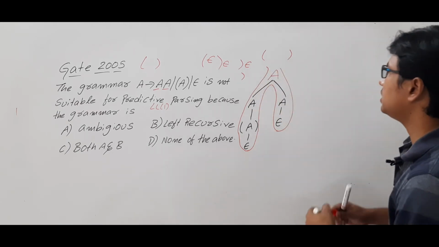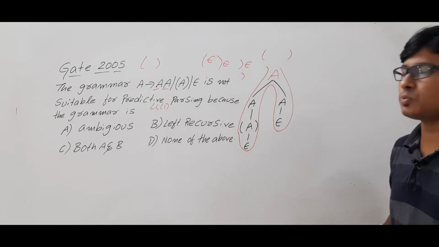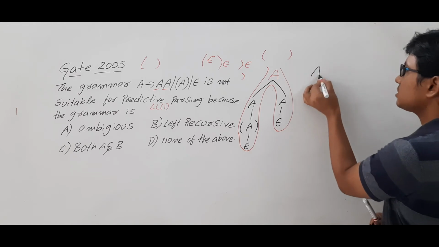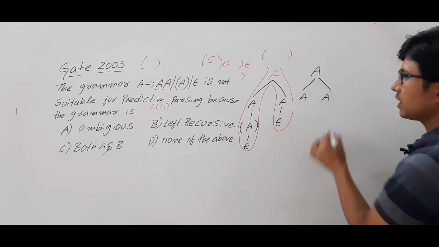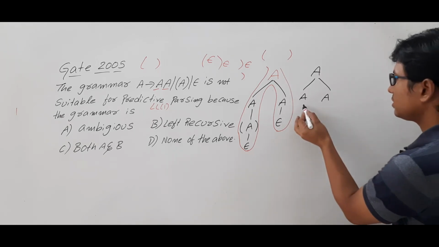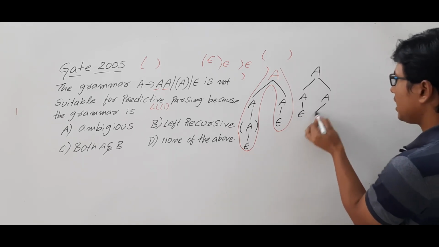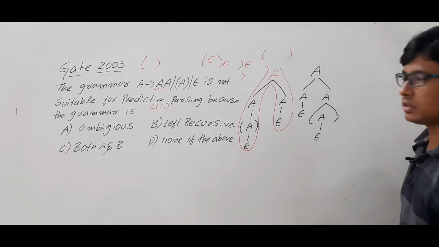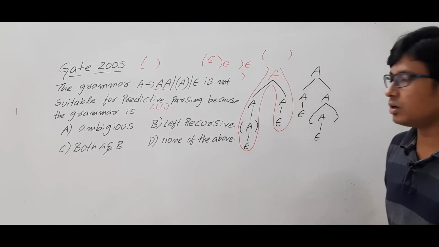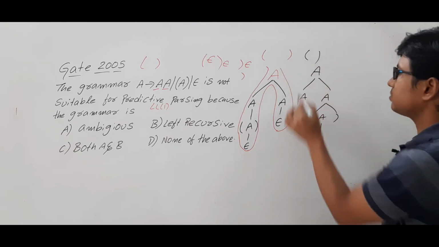Okay, no problem. Let me see whether any other parse tree is possible. From the start symbol A, I am determining A and A. And this one I will give epsilon, and this one I will give {A}, and this one I will give epsilon. So this is another parse tree you got. If you yield it, you will get the same thing.